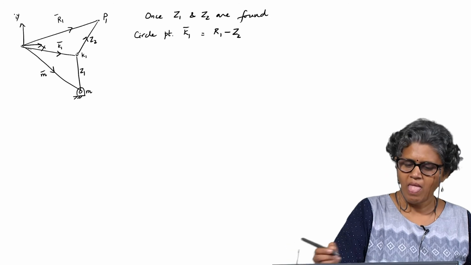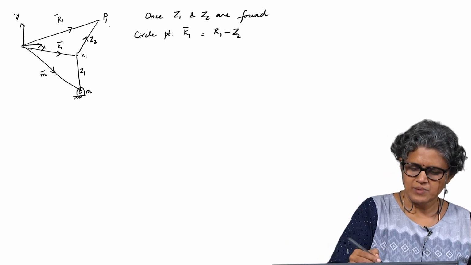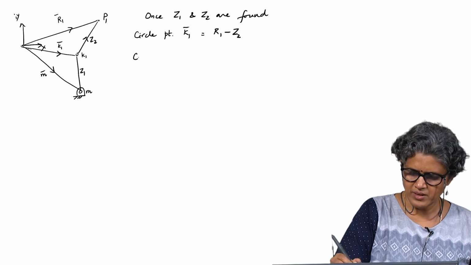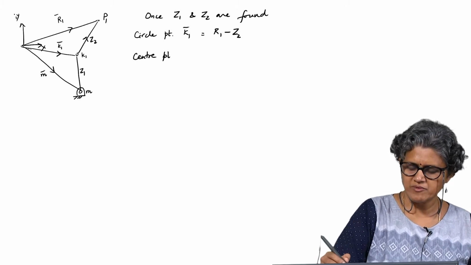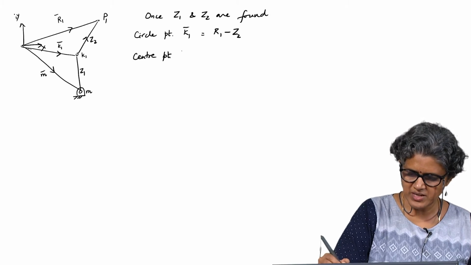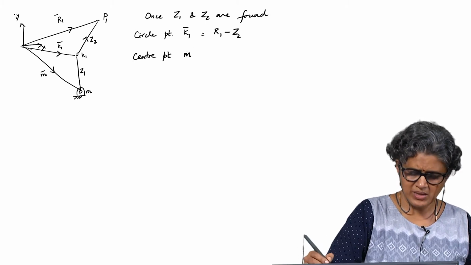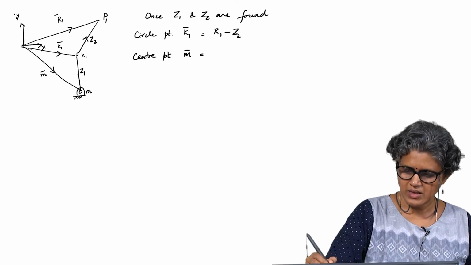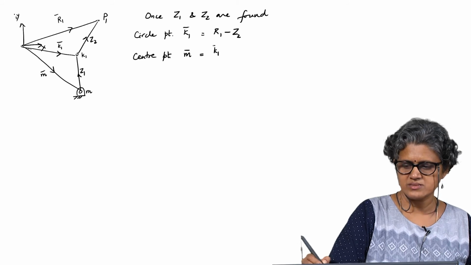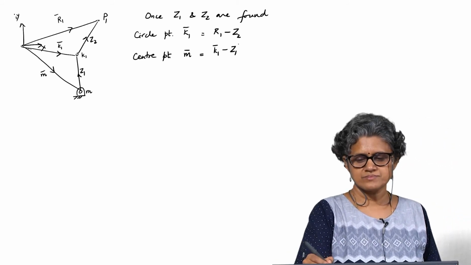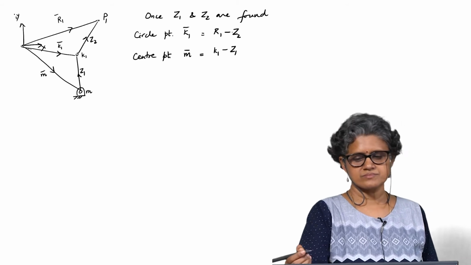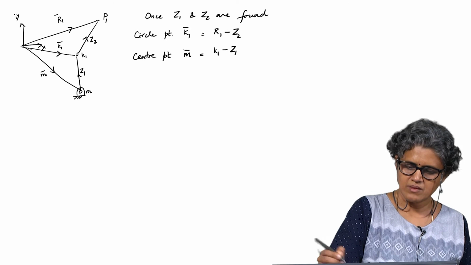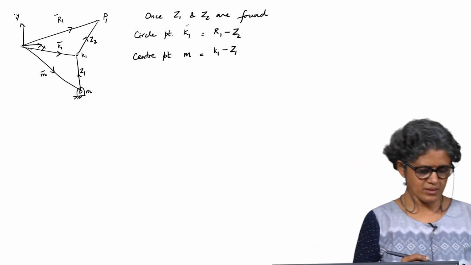Okay. R1 minus Z2 is K1, and then my center point, moving pivot or my center point or fixed pivot, M is K1 minus Z1. All these are vectors.